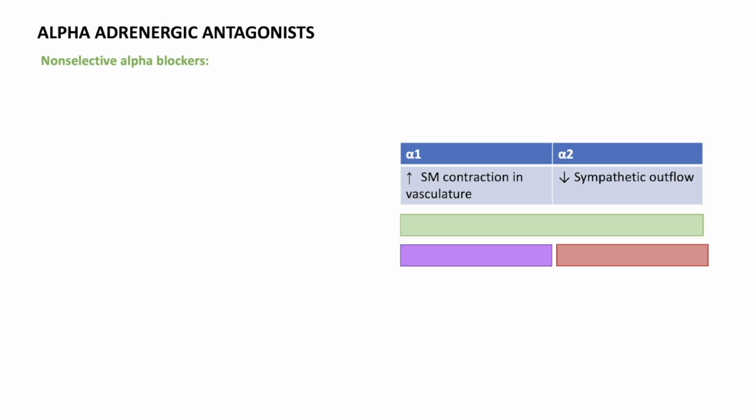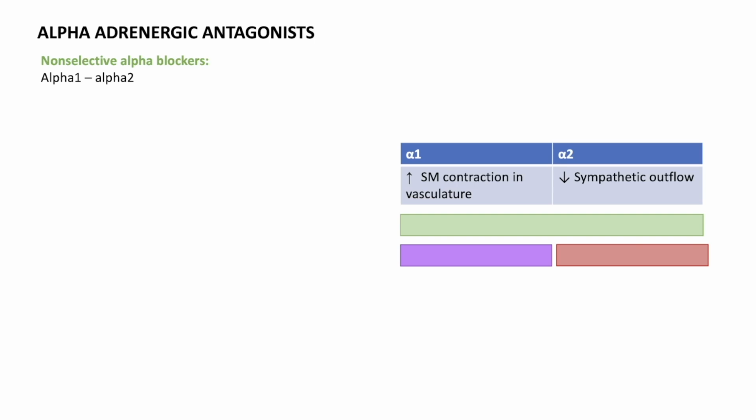Before going to that, let us understand the actions mediated by alpha 1. As you know, alpha 1 is present in the vascular smooth muscles. Activation of alpha 1 will lead to an increase in smooth muscle contraction in the blood vessels, leading to an increase in blood pressure. Alpha 2 activation leads to a decrease in sympathetic outflow from the presynaptic nerve terminals, so noradrenaline release will be decreased, and thereby blood pressure will be decreased.